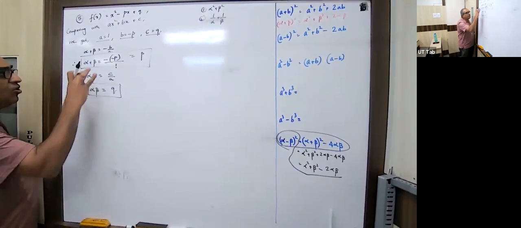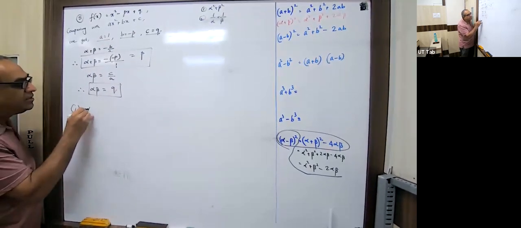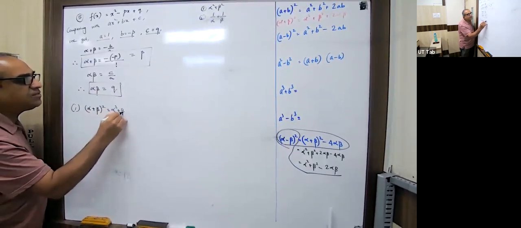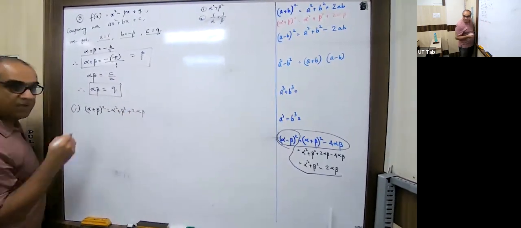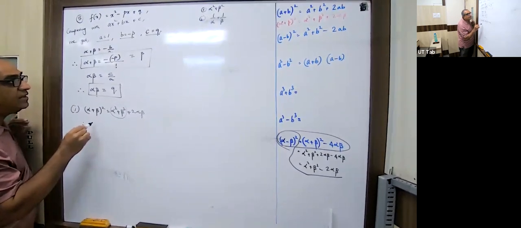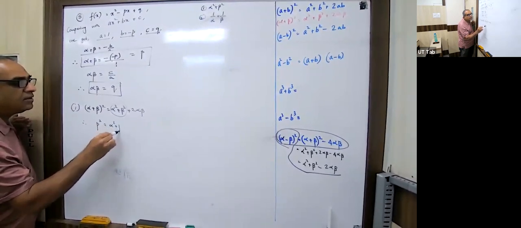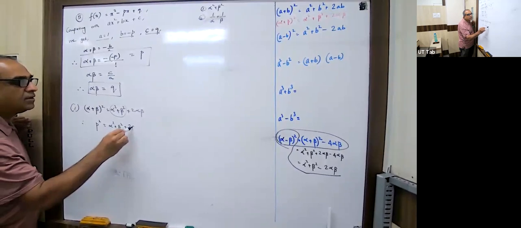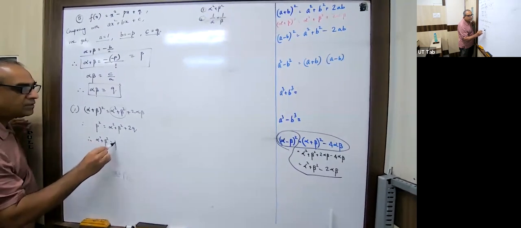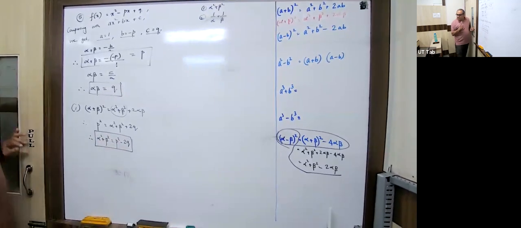Now I've got these two things. I have to find out alpha squared plus beta squared. So I'll write alpha plus beta the whole square is equal to alpha squared plus beta squared plus 2 alpha beta. है कि नहीं? इसमें ये चीज ढूंढनी है मुझे. What is alpha plus beta? खलास. Over. That's how simple it is.